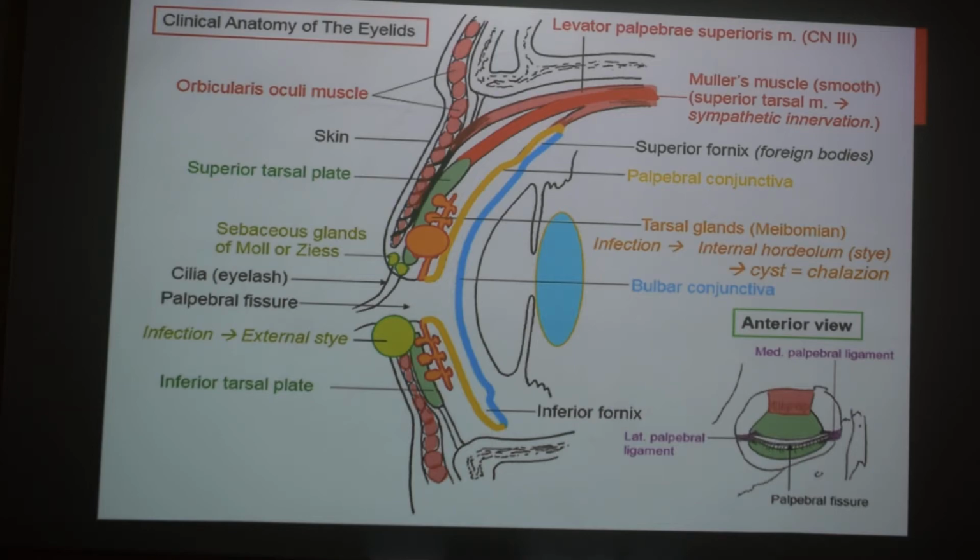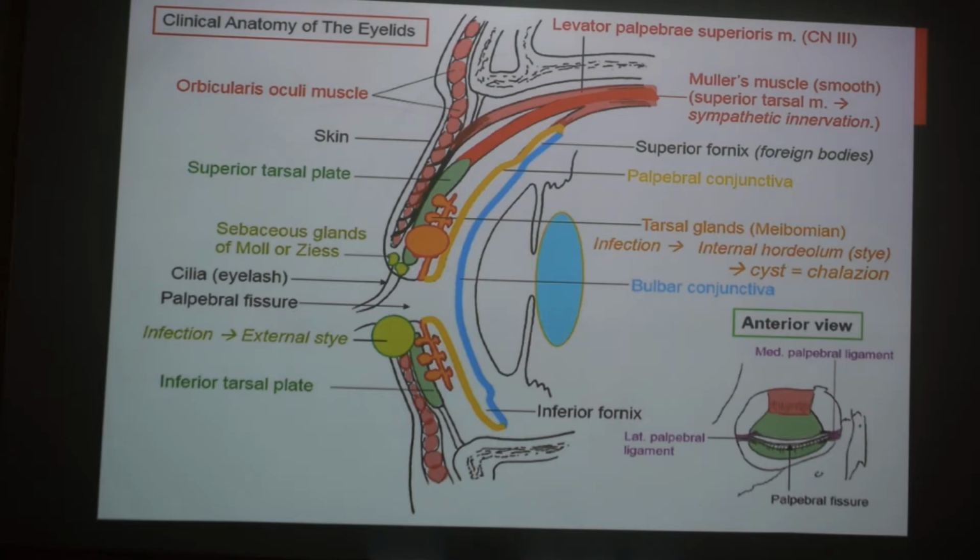Now levator palpebrae superioris has two parts, the superior part and the inferior part. The inferior part is a skeletal muscle. The superior part of the levator palpebrae superioris, mainly the anterior fibers, are smooth muscle fibers. So they are supplied by the sympathetic innervation. So levator palpebrae superioris has dual nerve supply. The skeletal muscle part is supplied by the oculomotor nerve and the smooth muscle part is supplied by the sympathetic innervation.